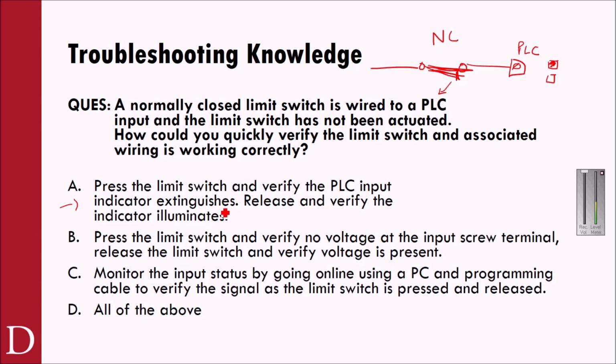How about B? Let's take a look at B here. B says, could I press the limit switch and verify no voltage at the screw terminal? Could I take a voltmeter, put it here, and put the other lead to 0 volt, and verify the voltage is present, and then when I press it, it goes away? Absolutely, you could. That's essentially the same thing. On this particular one, you're trusting the indicator, and on this one you're using a voltmeter. And it may be possible that maybe you're not dealing with a PLC. Maybe it's just triggering the coil on a relay. In this case, the voltmeter might be the better tool.